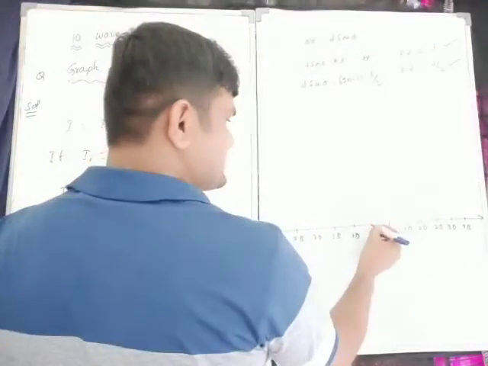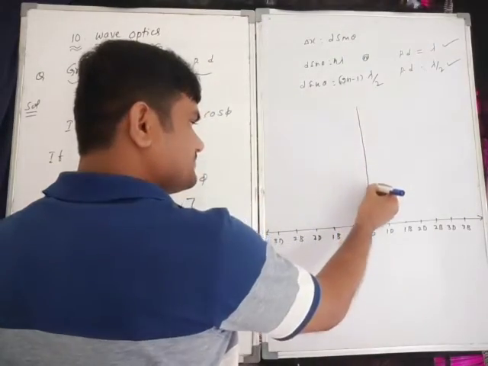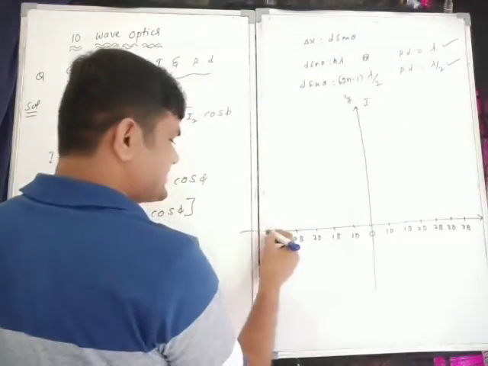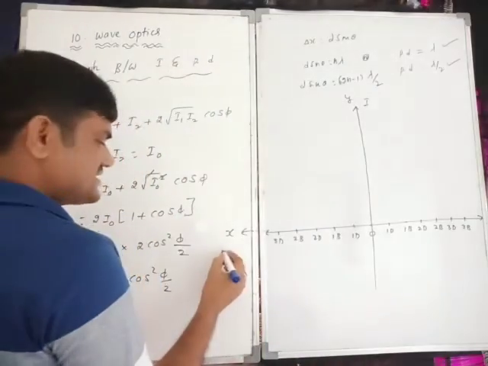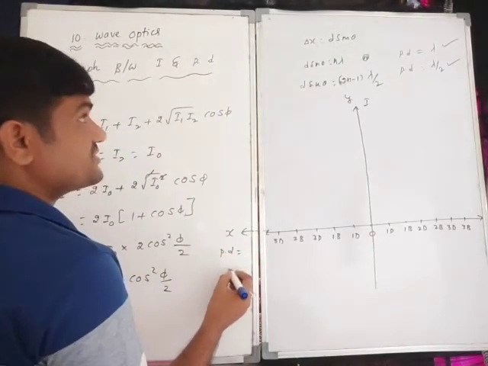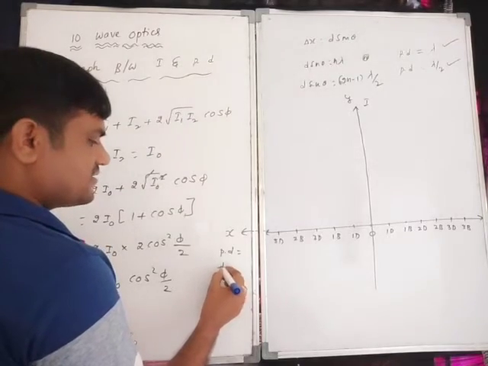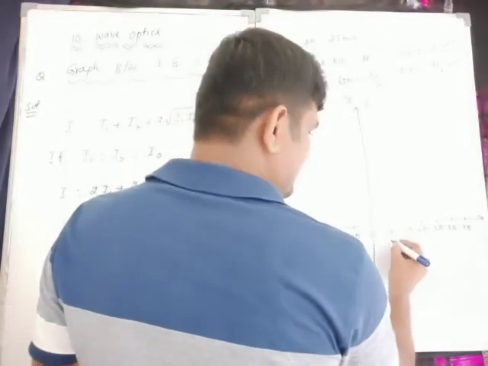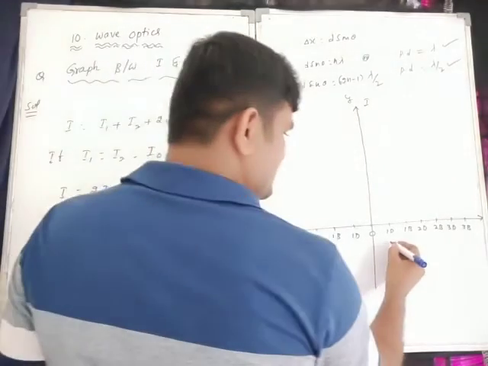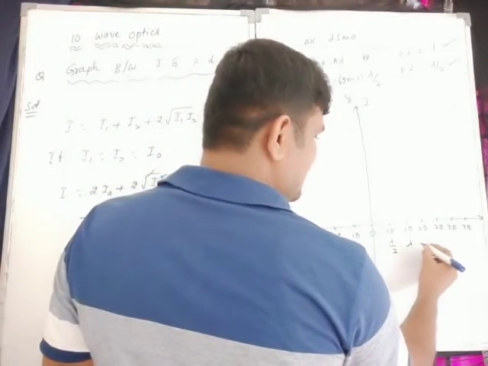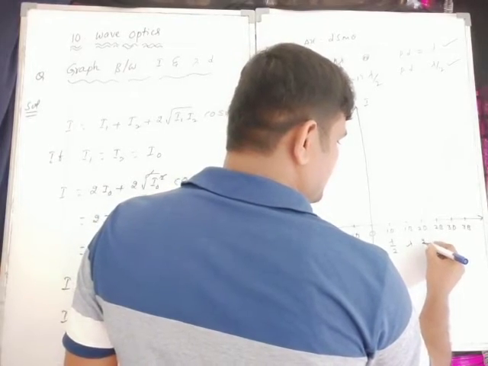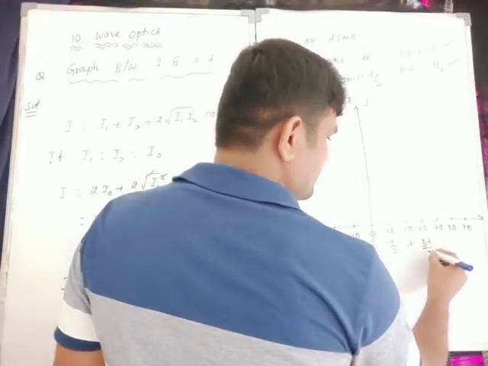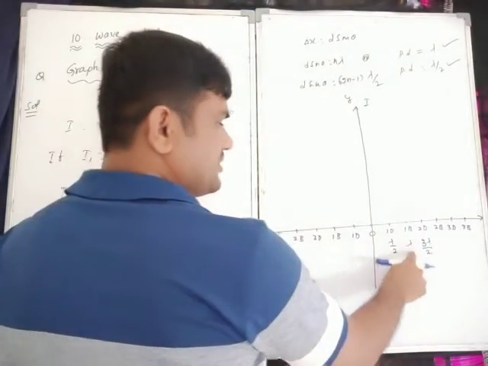Right. So along the y-axis I will consider intensity, and along the x-axis, path difference, which is λ or λ/2. The first dark is at λ/2, the first bright at λ, then 3λ/2. So it goes λ/2, 2λ/2, 3λ/2.